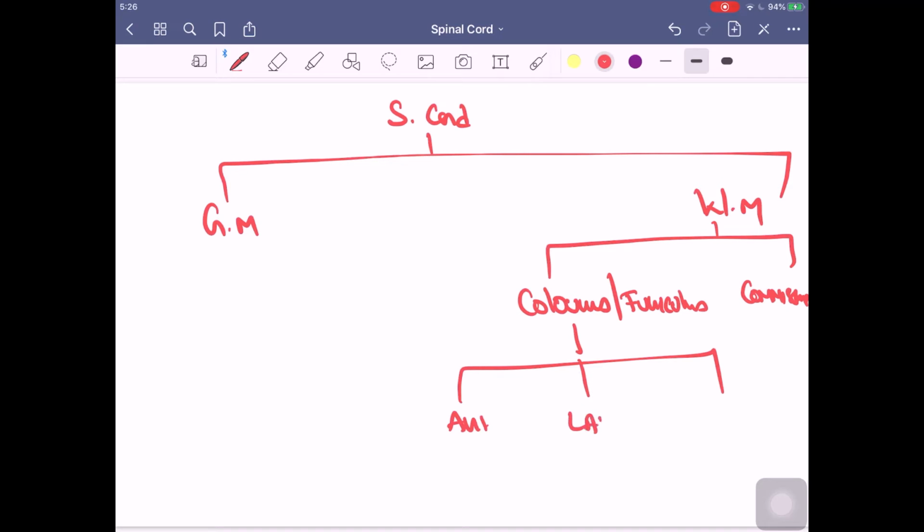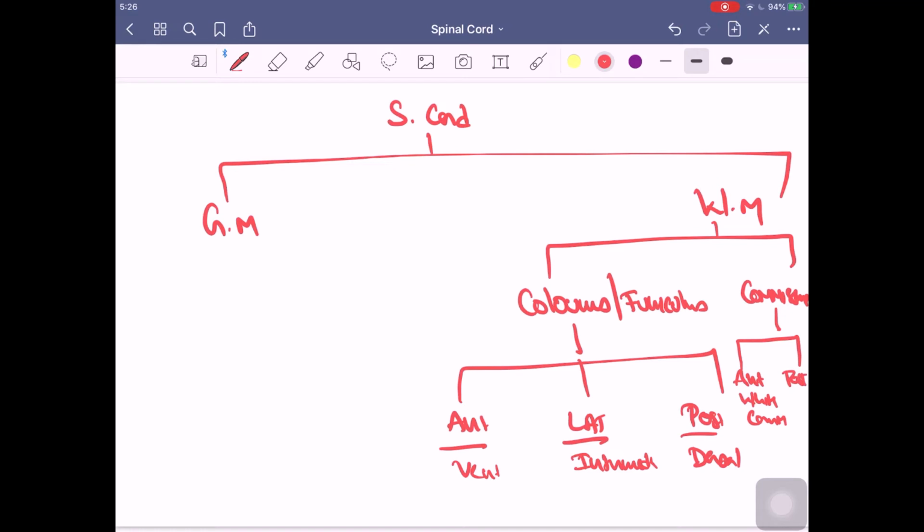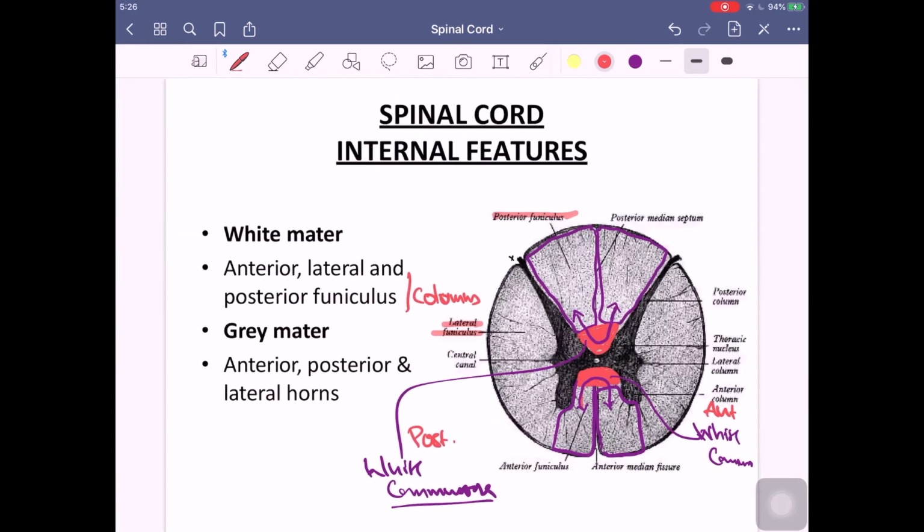So the columns or funiculus are three: anterior, lateral, and posterior. Anterior can also be called ventral, lateral can also be called intermediate, and posterior can also be called the dorsal column or dorsal funiculus. In the same way the commissure is divided: the one in front of your central canal is the anterior white commissure, and the one behind is the posterior white commissure. So these are the two commissures we have, front and back, in the column.